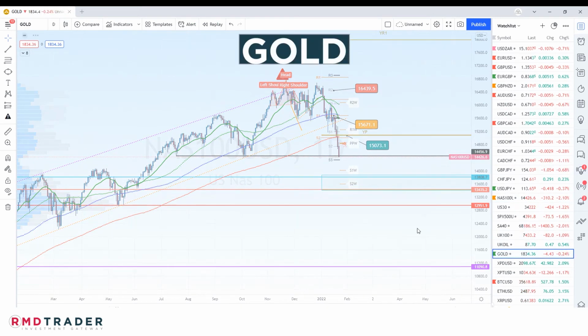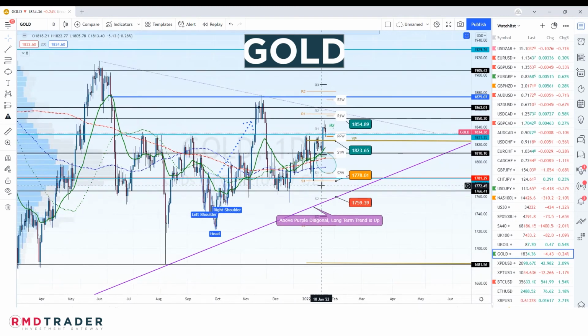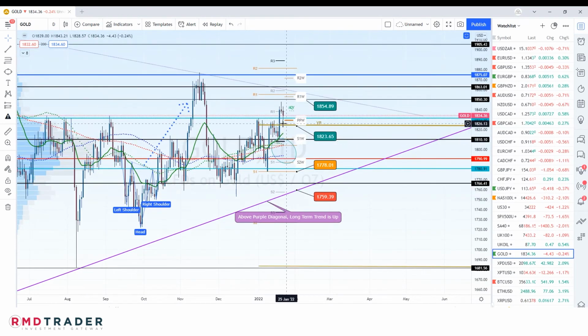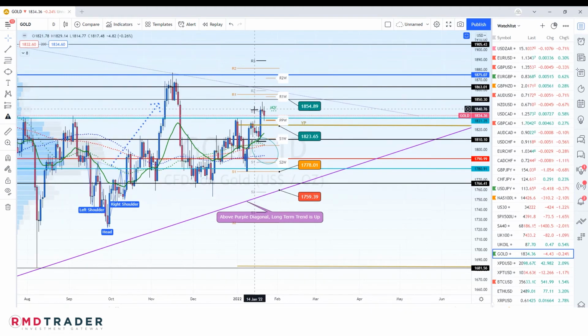Looking at gold, as I've mentioned, I am overall still bullish on this, and we can see we have now recovered that yearly pivot, and currently we're finding some rejection from last week's R1 weekly pivot. From here I suspect we might see a little bit of a pullback still, maybe retest the yearly pivot, but from there possibly that breakout that we've been waiting for quite some time.